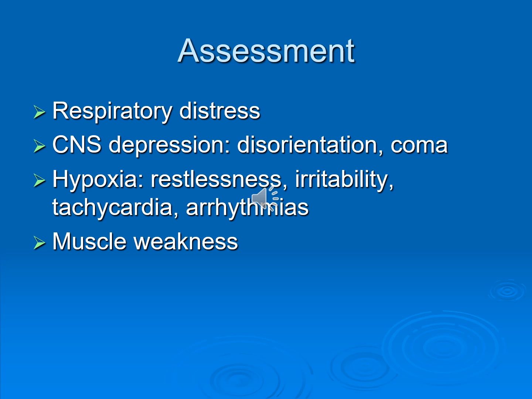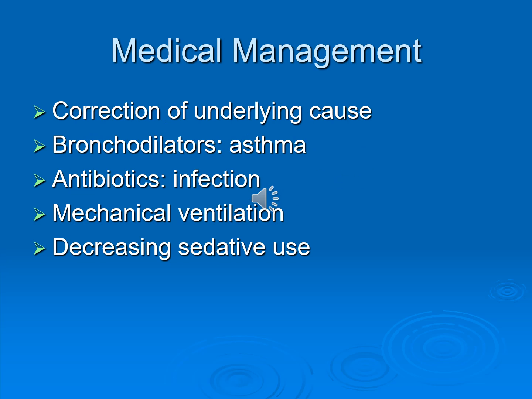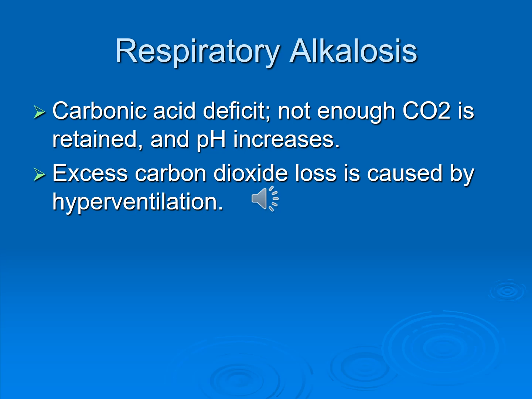When doing your assessment, you're going to look for respiratory distress. Is there any CNS depression such as disorientation or coma? What about hypoxemia? What does that look like? Restlessness, irritability, tachycardia, arrhythmias, and then you're going to be looking for muscle weakness. Management for respiratory acidosis is going to consist of correcting the underlying cause. You also may be giving bronchodilators, especially if they have asthma, antibiotics for infection, mechanical ventilation may be seen, and decreasing that sedative use.